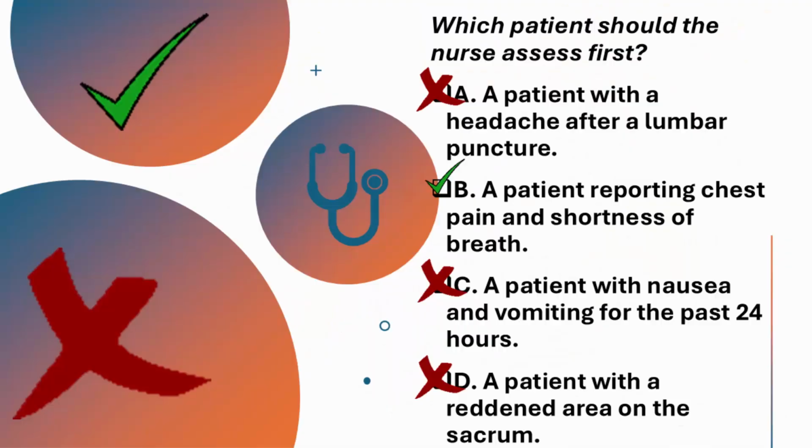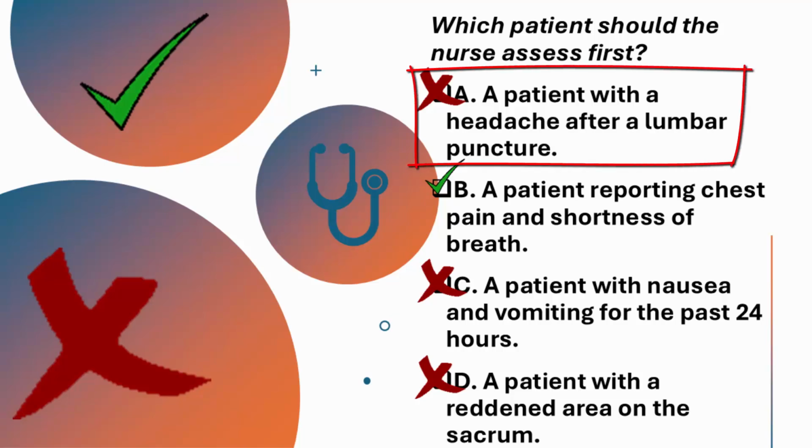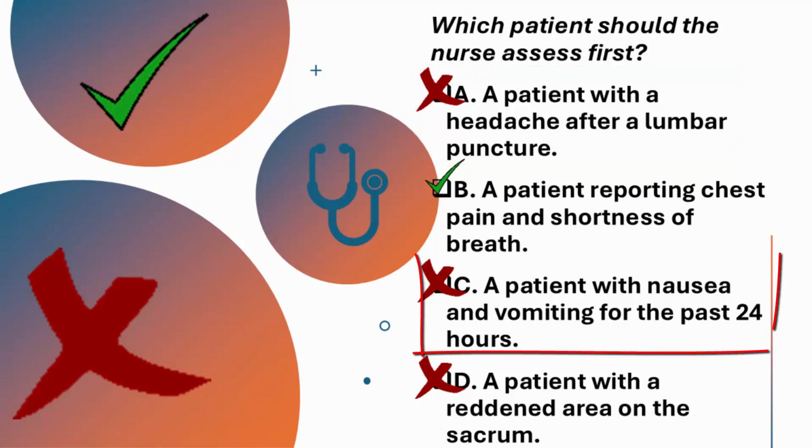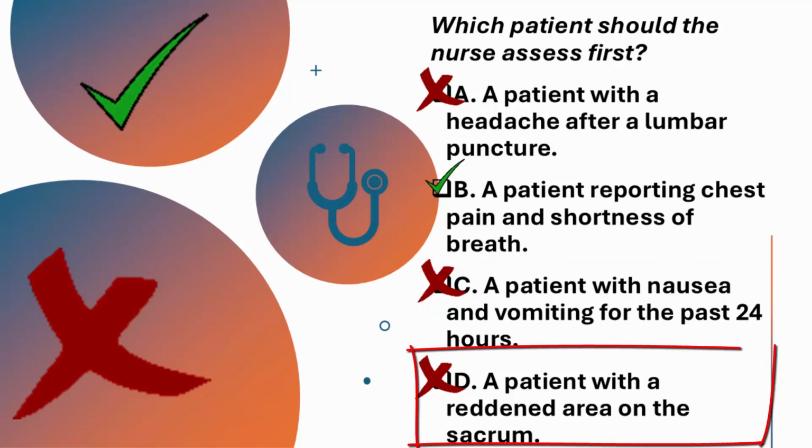You've got this. For Maslow's hierarchy, prioritize physiological needs first: airway, breathing, circulation. Chest pain and shortness of breath indicate a possible cardiac or respiratory emergency. Why not A? Headache after a lumbar puncture is common but not life-threatening. Why not C? Nausea and vomiting can wait unless dehydration is severe. Why not D? Skin integrity issues are important but lower in priority compared to ABCs.